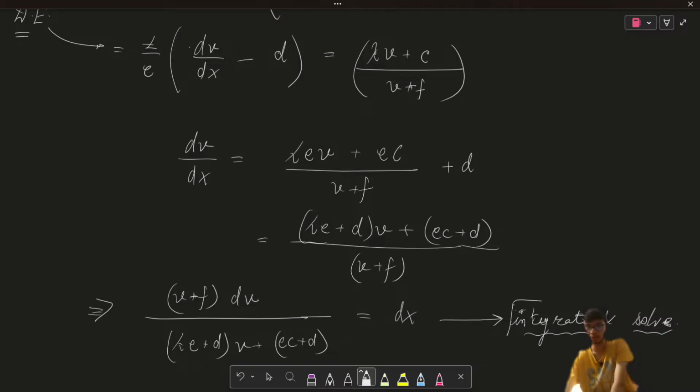All right, so I hope this is clear to all of you. Is this part clear? From here, just integrate to get to the final solution, right? Is this clear?